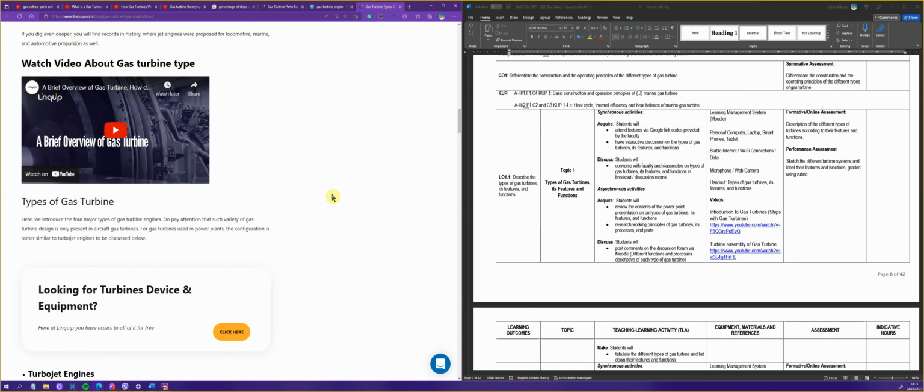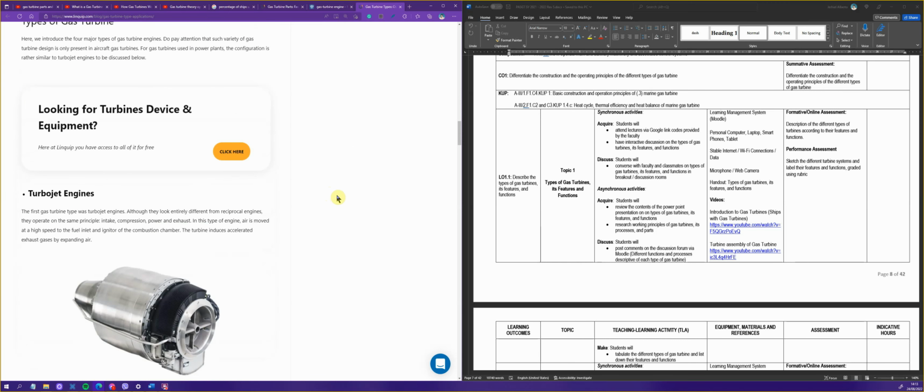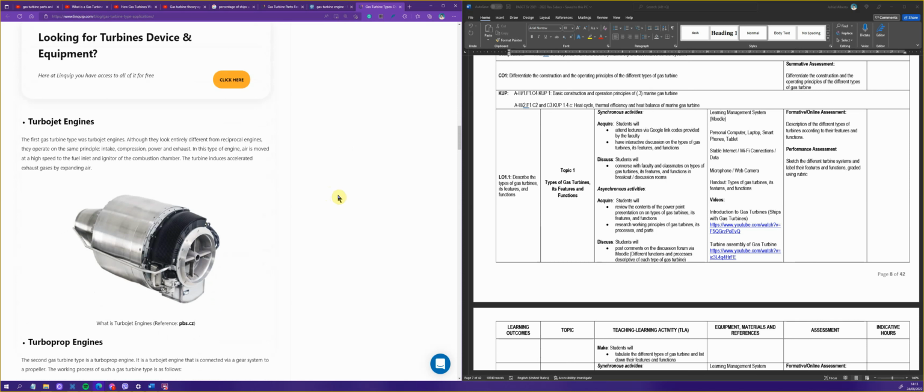So here, the first type we have is the turbojet engine. This is the very first iteration. How about the cycles? As you can see, the cycles are still the same. You have intake, compression, power, and exhaust. The only difference is that you have no reciprocating motion.